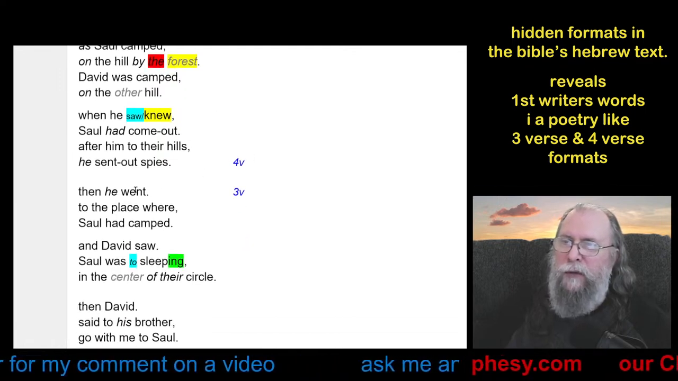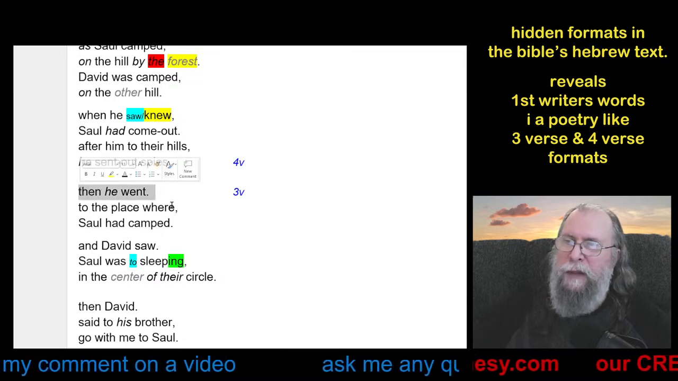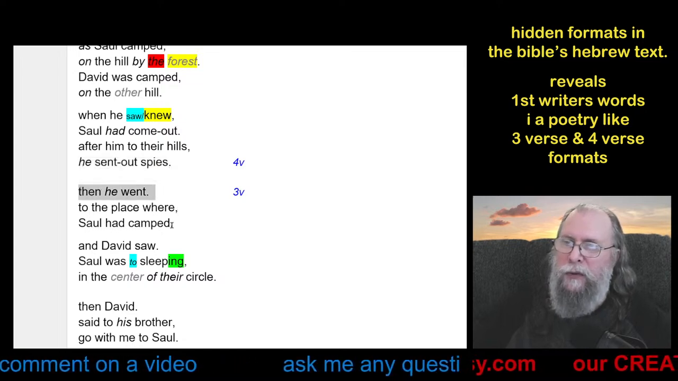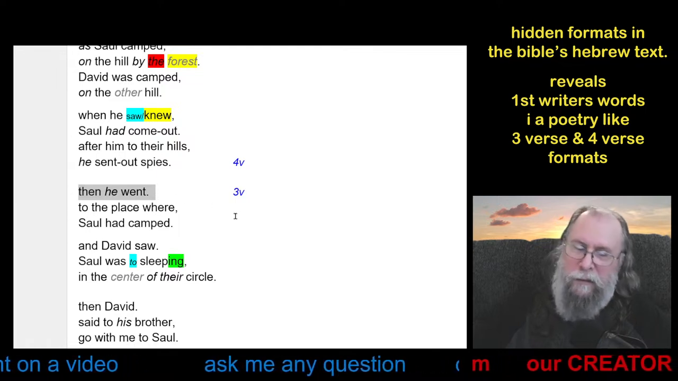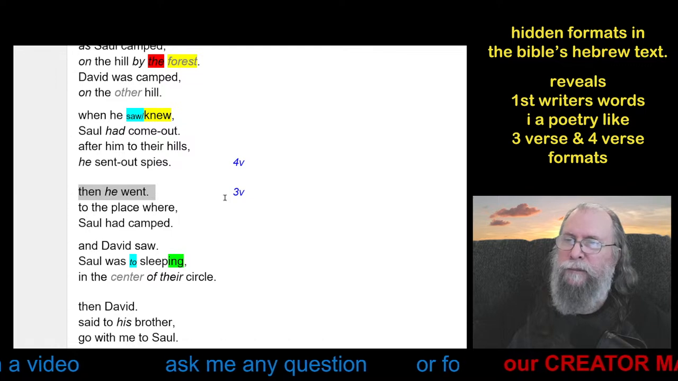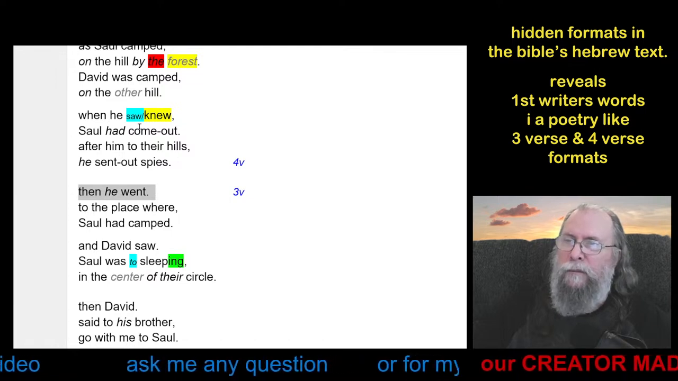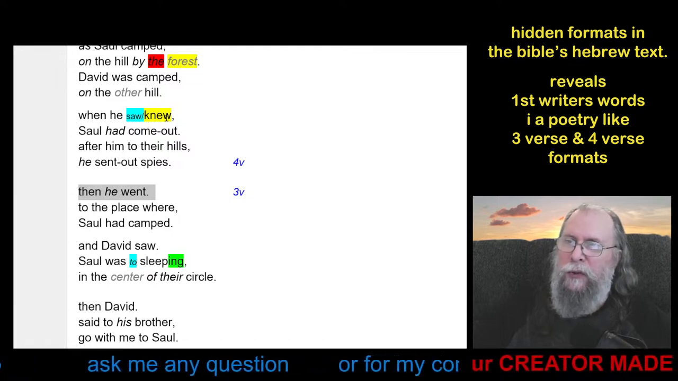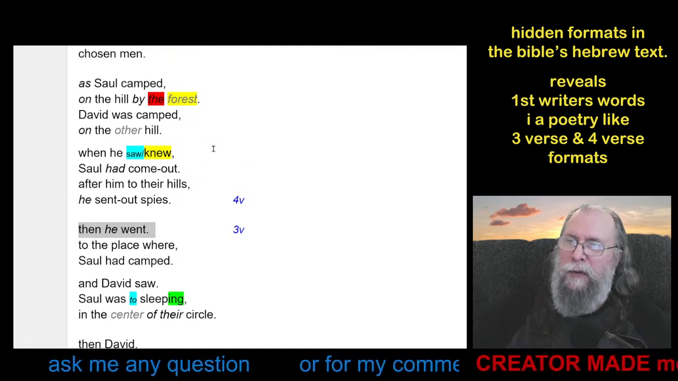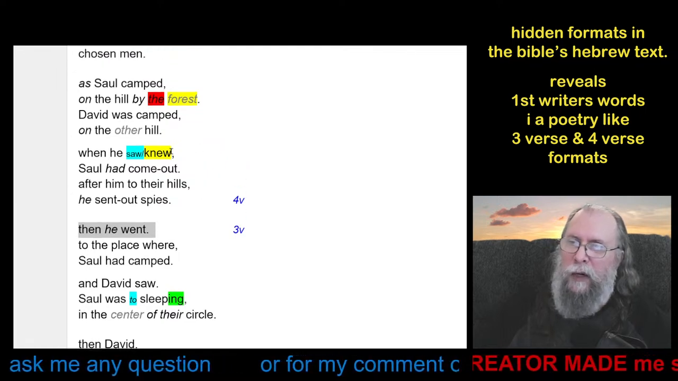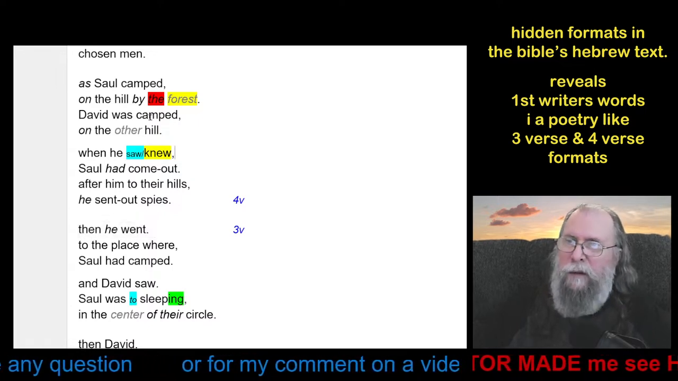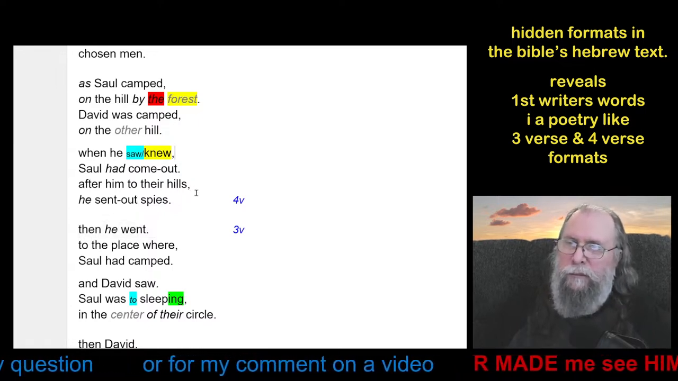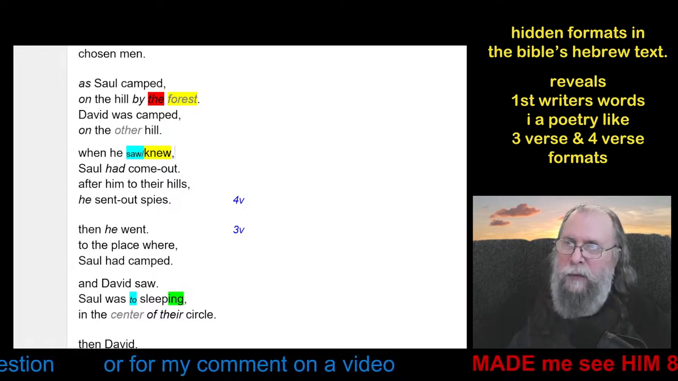Here's how the 3-verse will look. This is a statement. And then these two are a sentence that define pretty much the statement, depending on the style of the writer. I changed the word saw to knew. I think this was more correct of the intent of the text when it's written out this way.